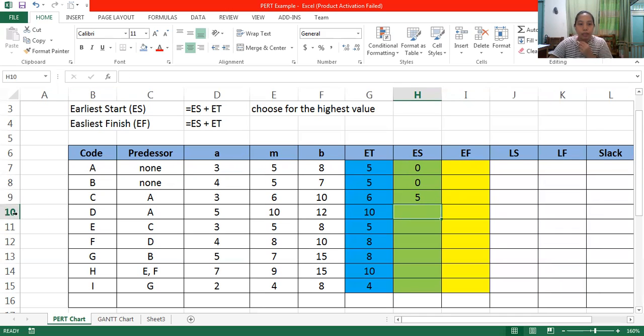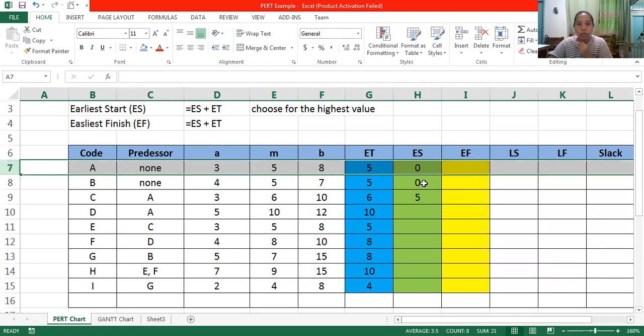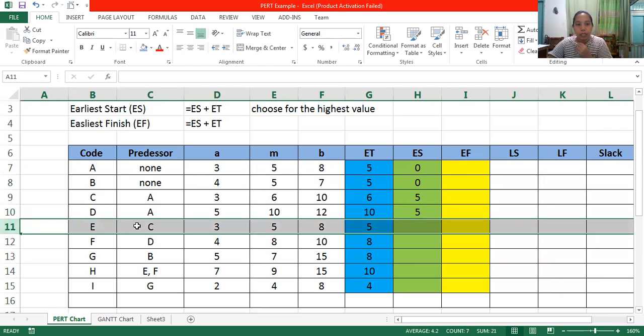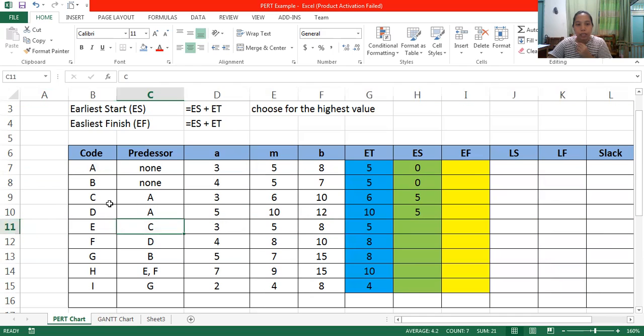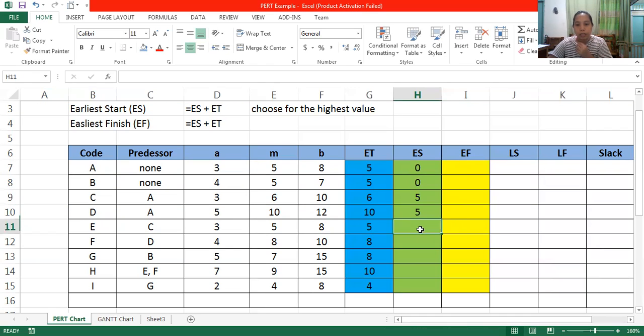Next is D. The predecessor of D is A also. So we'll go back to A. That is 0 and 5. 0 plus 5, of course, 5 again. Next is E. The predecessor of E is C. So let's go back to C. ES is 5 and ET is 6. So 5 plus 6, that is 11.